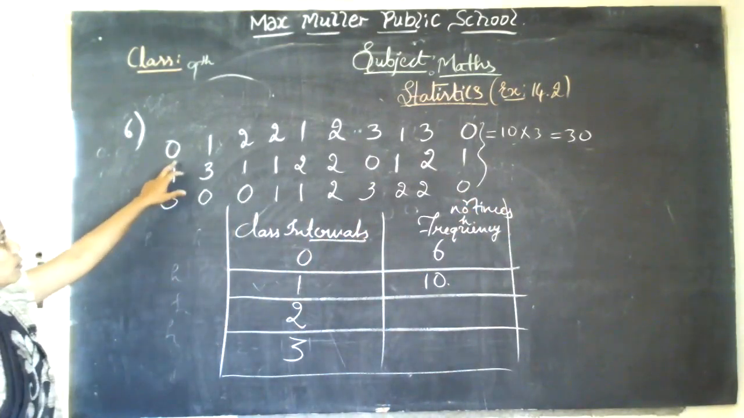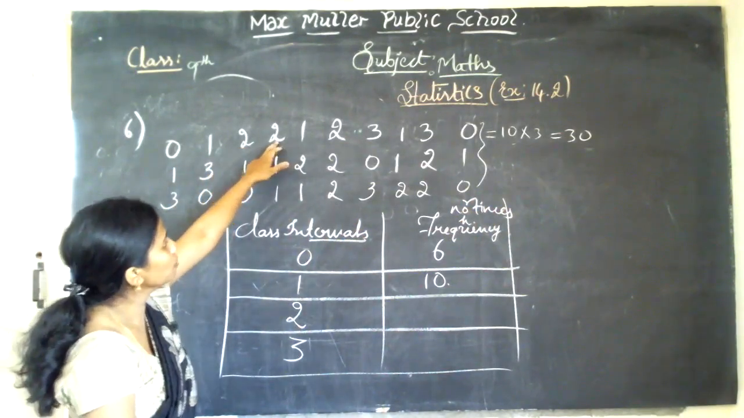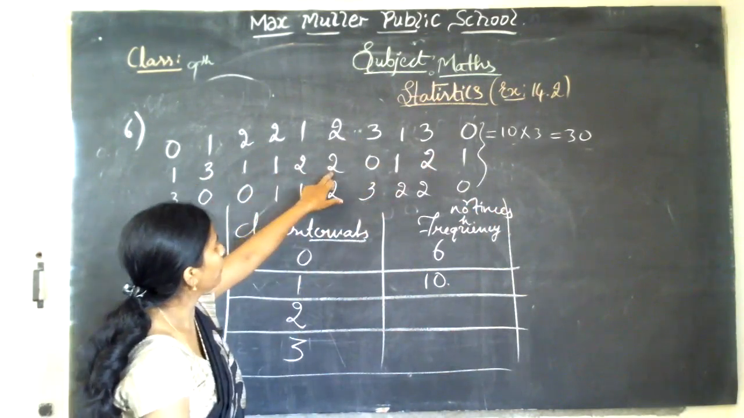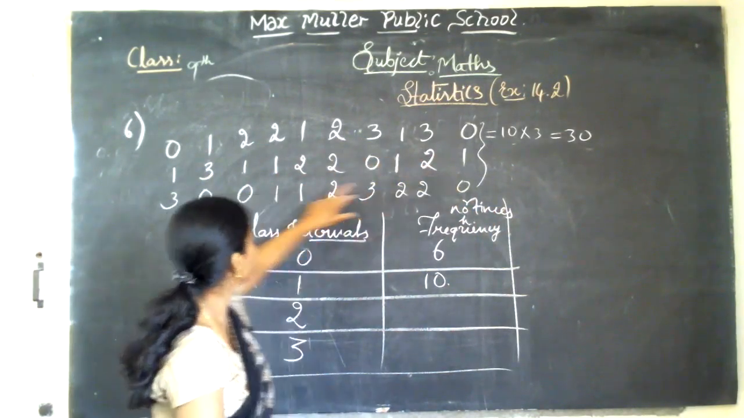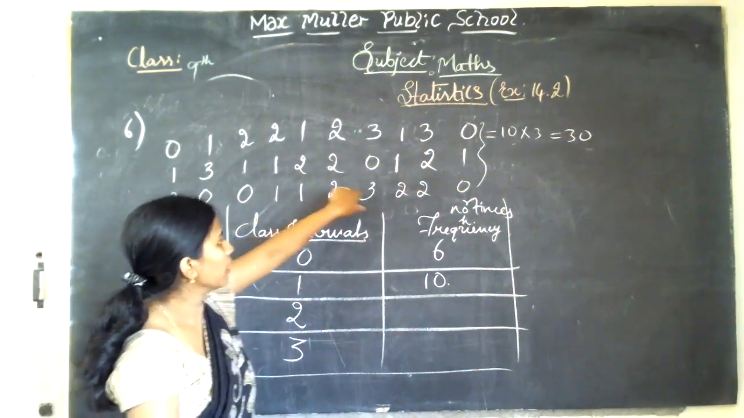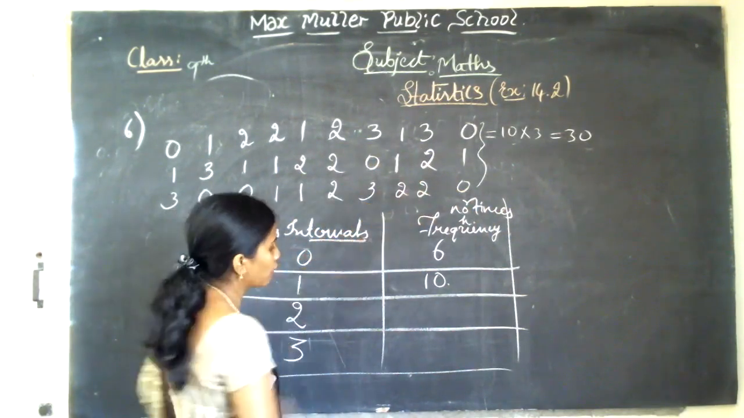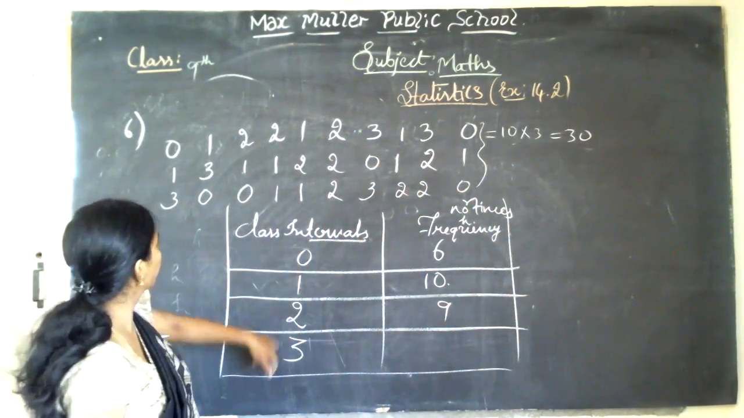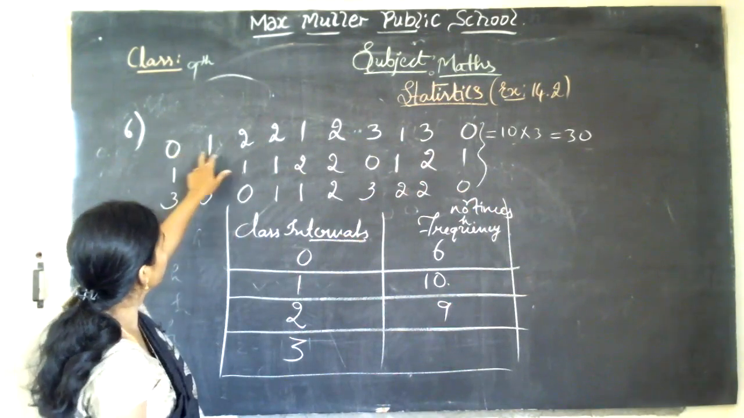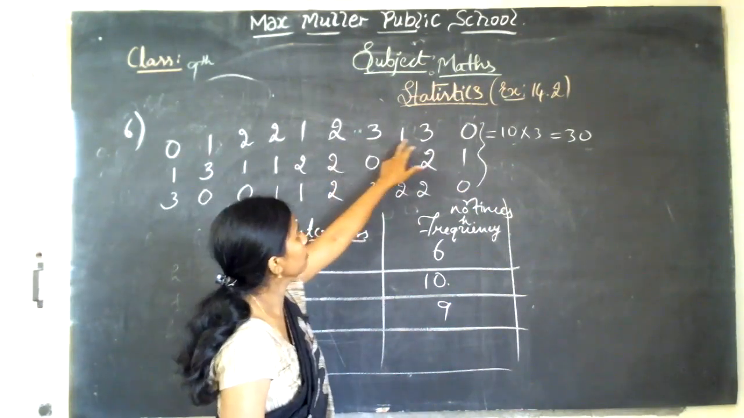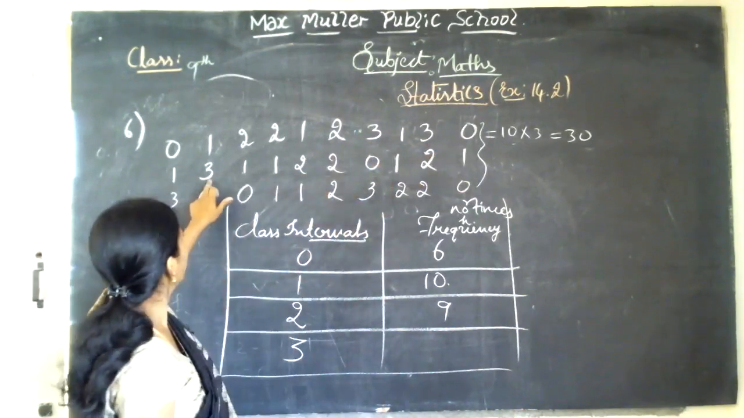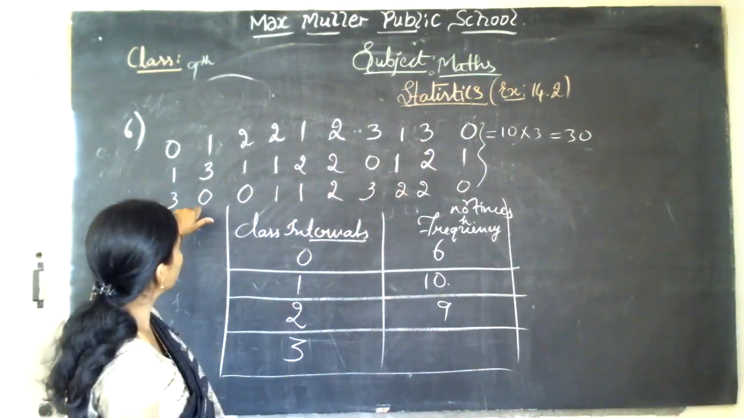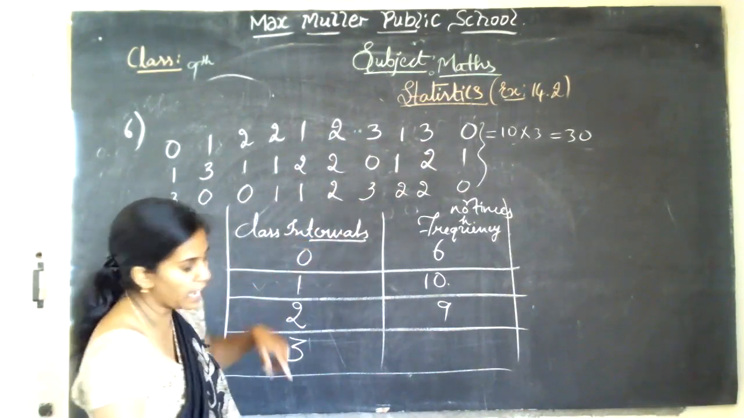Next move is 2. 1, 2, 3, 4, 5, 6, 7, 8, and 9. So you will get 9 for 2. And move to the next, 3. Begin from the first row: 1, 2, 3. Last row 4, 5. You will get 5 for 3.